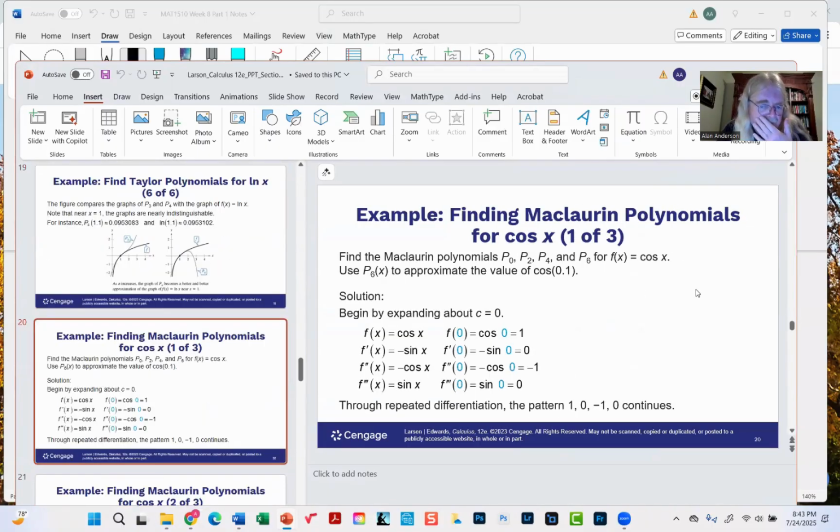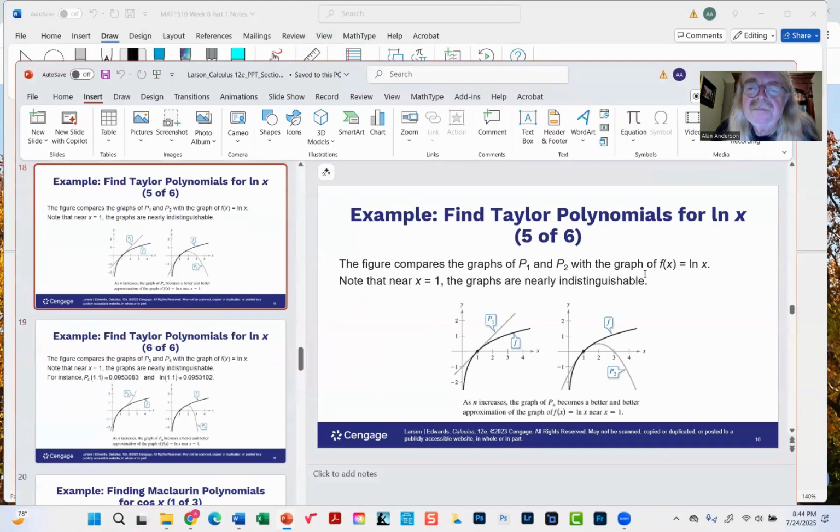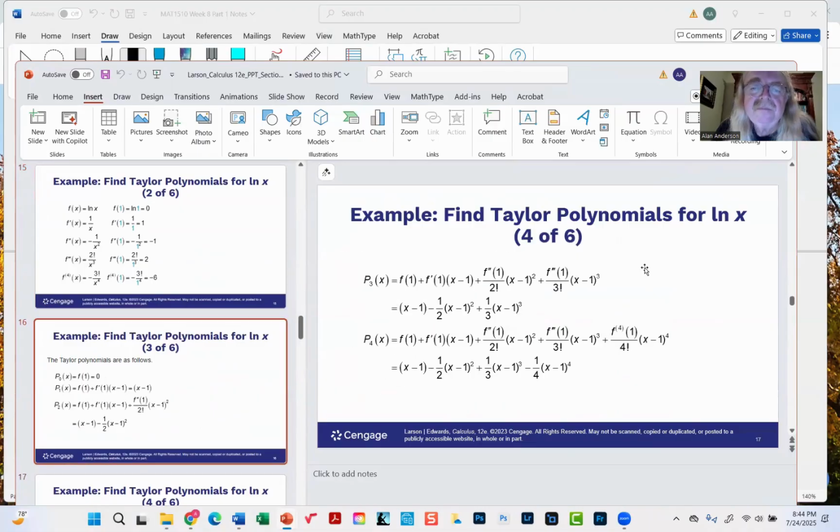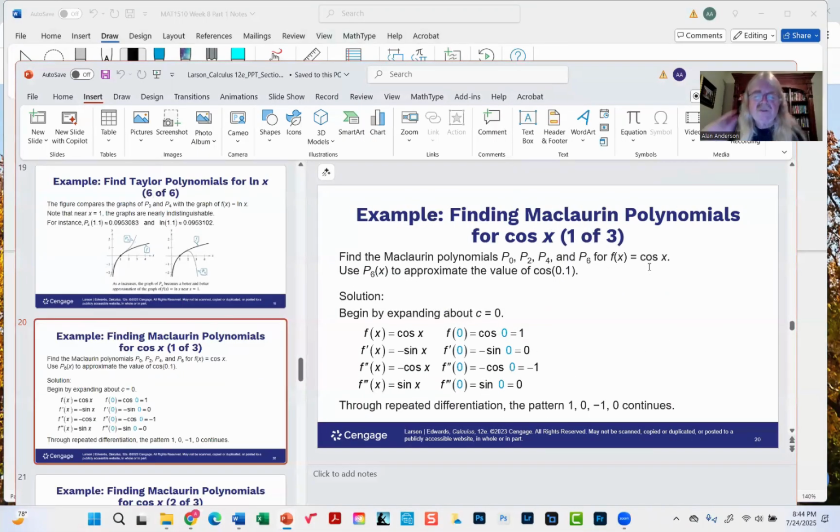Now, here's another one that involves sines and cosines. This one is a little different because the derivatives alternate back and forth between sine and cosine, but also negative and positive. Here they're specifically asking for a Maclaurin polynomial, which means that the center is zero. This was a Taylor polynomial, which could have any center. But I noticed for some strange reason, they're only asking for 0, 2, 4, and 6.